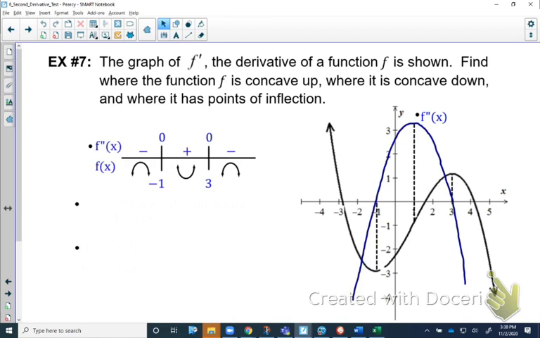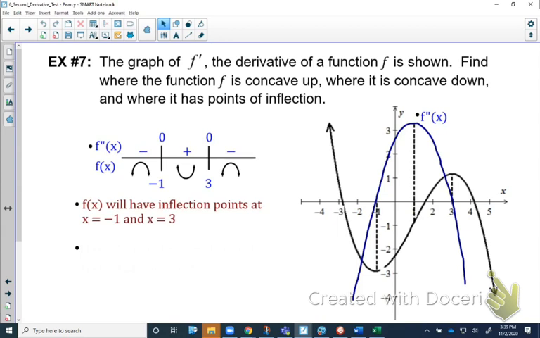And what I'm going to be looking at is, okay, what do I know about the derivative? So the second derivative is going to be negative on the interval from negative infinity up to about -1. So that's where my function itself is going to be concave down. The second derivative is positive between -1 and about +3, so that's where my function would be concave up. And then it goes back negative on +3 to positive infinity, so on that interval the function is going to be concave down.